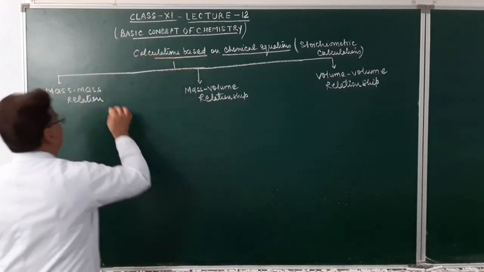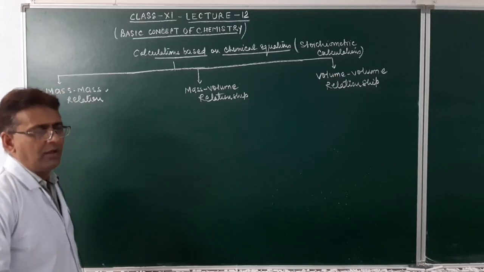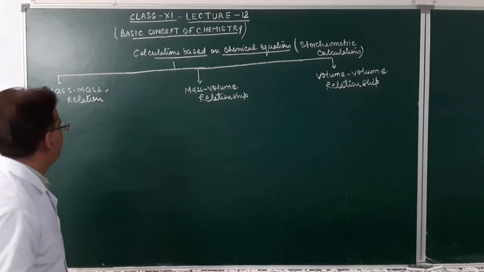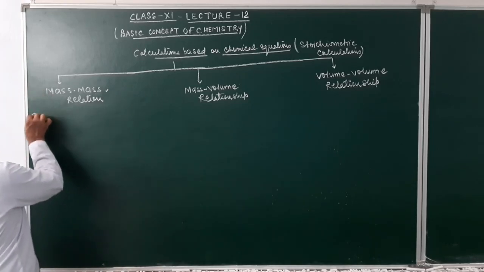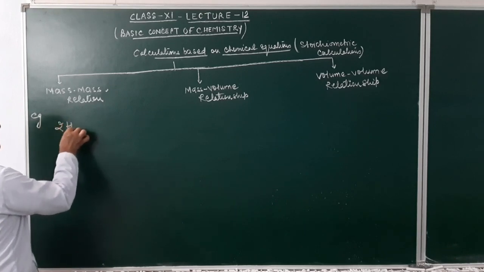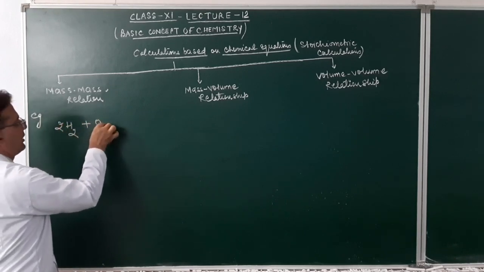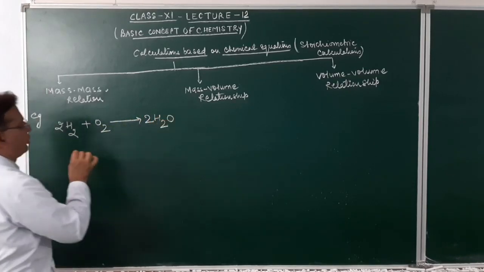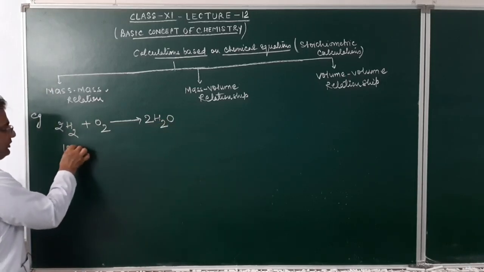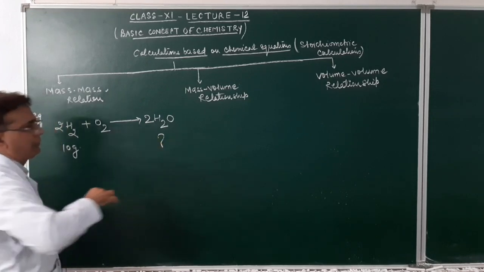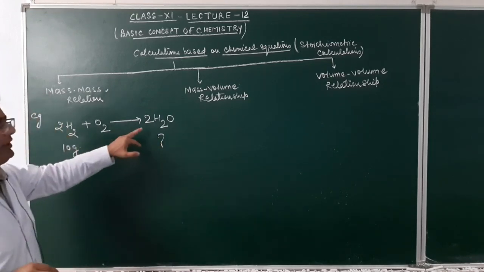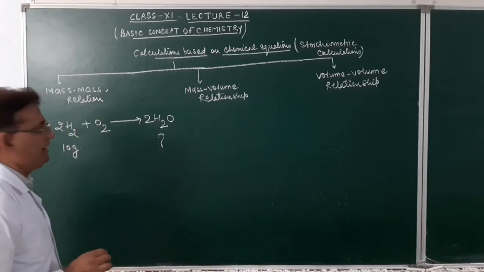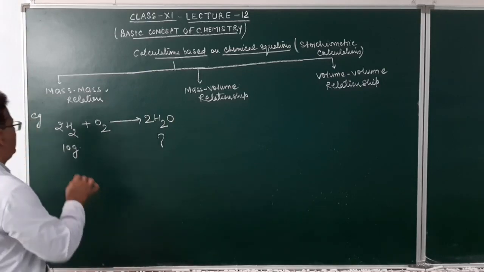In the calculations based on mass-mass relationship, mass of one substance is given, and from that mass, the mass of another substance is calculated. As for example, hydrogen, when it combines with oxygen, results in the formation of a water molecule. If my question is, mass of hydrogen is 10 gram, what mass of water will be formed? So from the mass of hydrogen, we have to find out the mass of water. That is a mass-mass relationship.